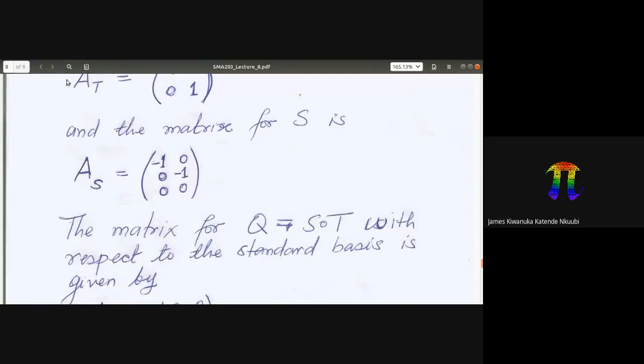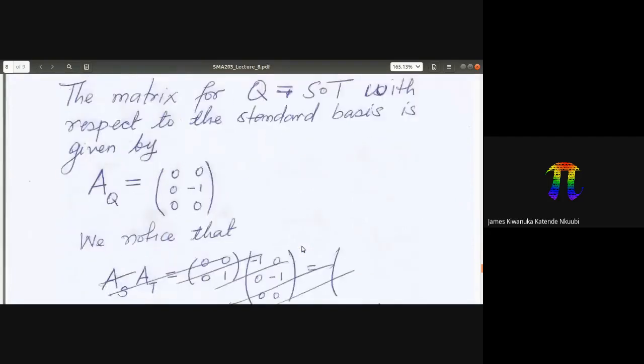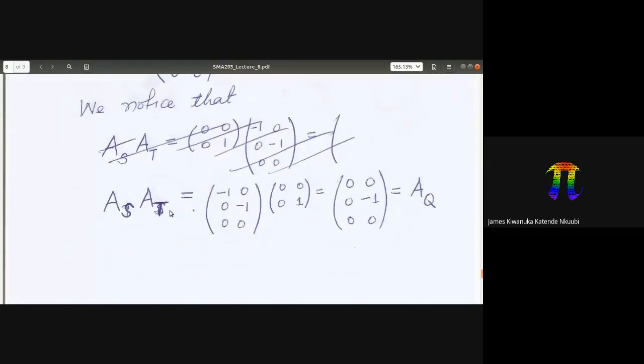Now, what happens if you already know the matrix of a linear transformation of T with respect to the standard basis, and also for S with respect to the standard basis? You can find the matrix of a linear transformation of a composition of S and T just by multiplying the two. Since T is the one that acts first, it's the one that will be on the inside, then followed by S. So if you multiply these two matrices, you will end up with the matrix of a linear transformation Q, which is a composition of S and T.